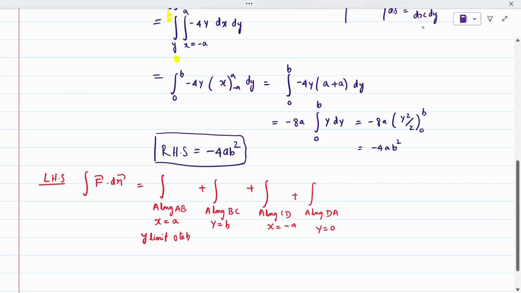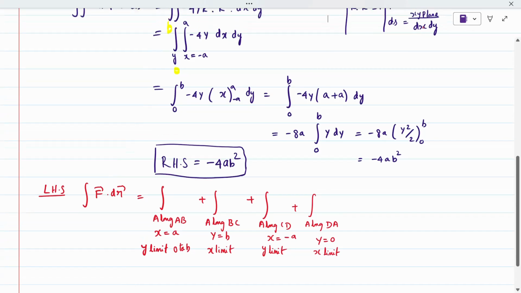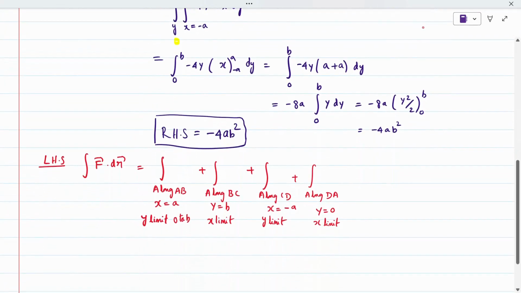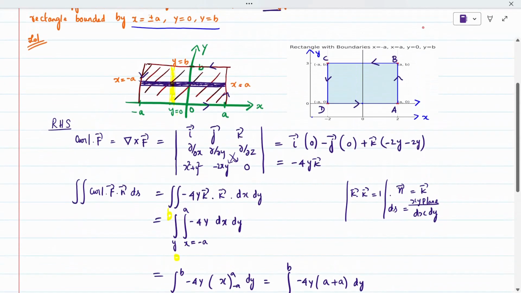In terms of y means x limit. In terms of x means y limit. So only the limit you have to find. Again you check for BC. Go with the diagram and you check BC. That is the position of BC. From here, from right to left it is going. So right to left it going means a to minus a. The limit of x is nothing but a to minus a.